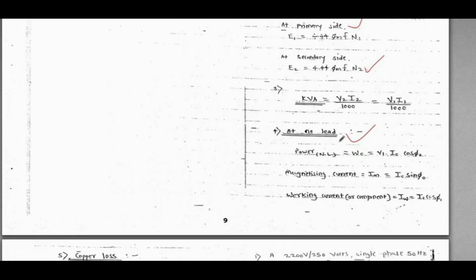At no load condition, power is denoted by W0 is equal to V1 I0 cos phi 0. No load primary voltage denoted by V0, or you can write V1 also. Okay, V1 I0 cos phi 0. 0 stands for no load. Okay, 0 indicates no load.